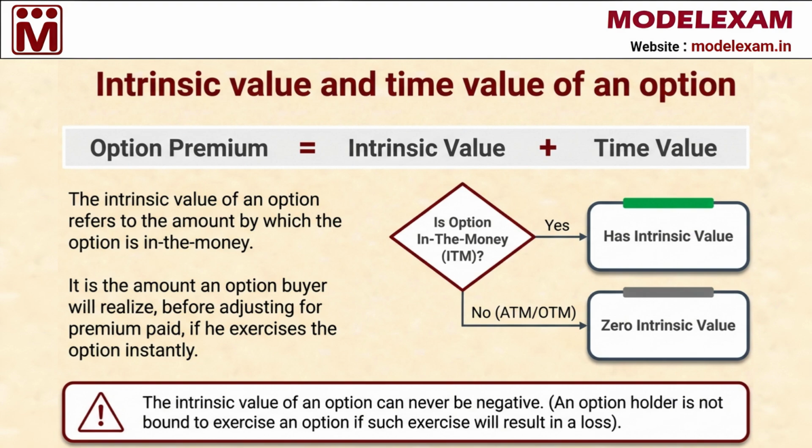You can think of this as the real or built-in value that an option has right now. It is the amount by which an option is considered in the money. To put it simply, if you were to use your option immediately, the intrinsic value is the cash amount you would walk away with before considering what you paid for the option. Only in the money options have this value, while at the money and out of the money options have an intrinsic value of 0. A very important rule to remember is that intrinsic value can never be negative because you are never forced to exercise an option if it would result in a loss.